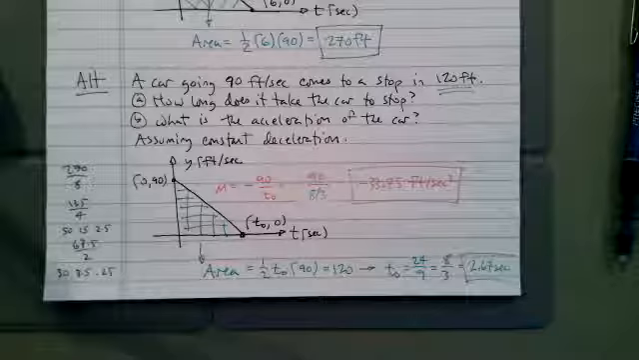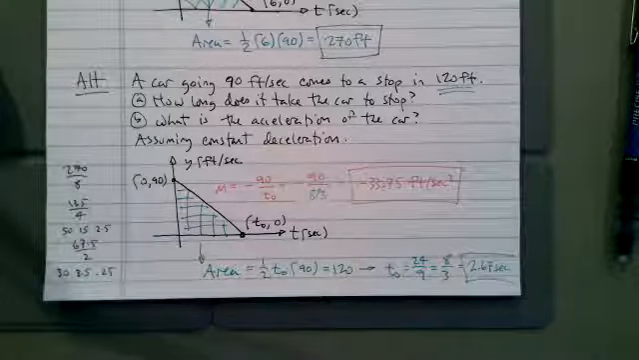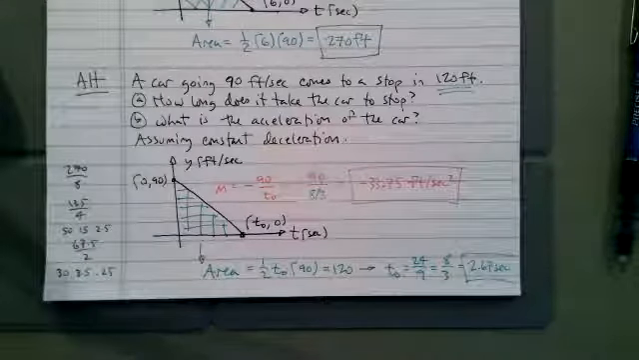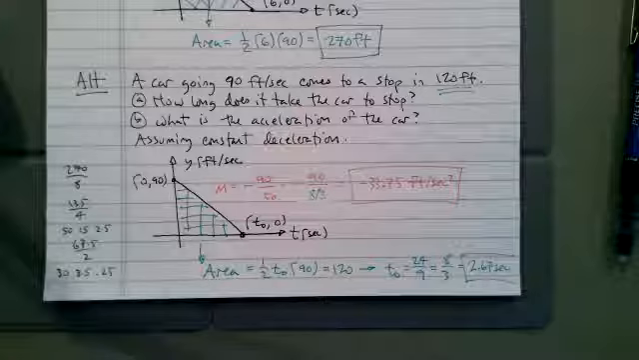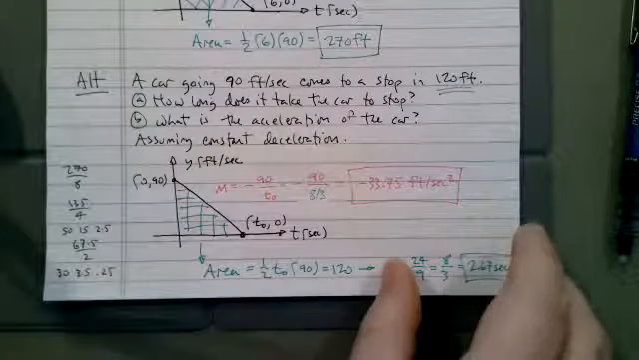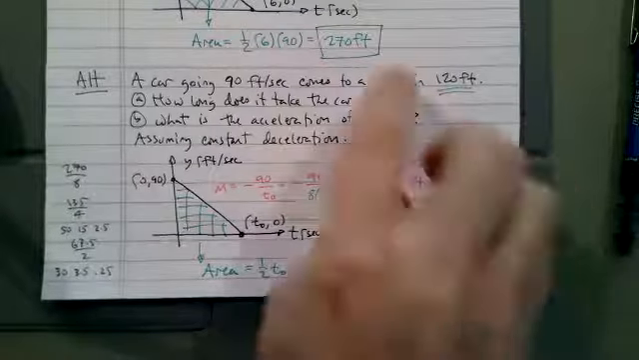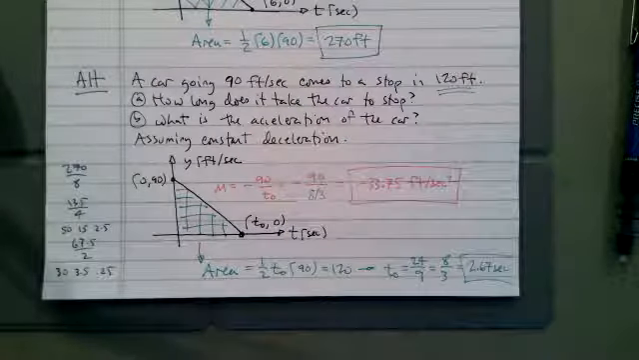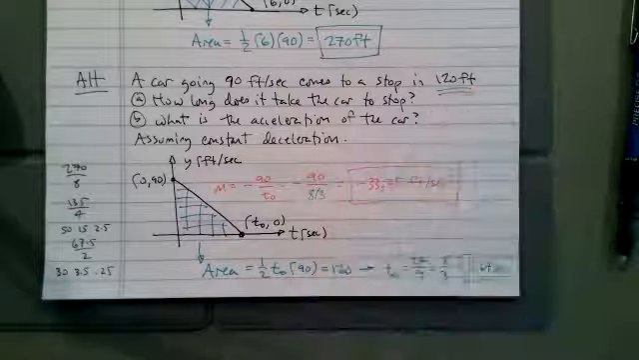Any questions? Comments? For this problem, would we also find the position? The position is wrapped up in the 120 feet. So we were told that the car went 120 feet. In the previous problem, we were asked to find how far the car went, so we had to find the 270 feet. But in this problem, it was given to us.